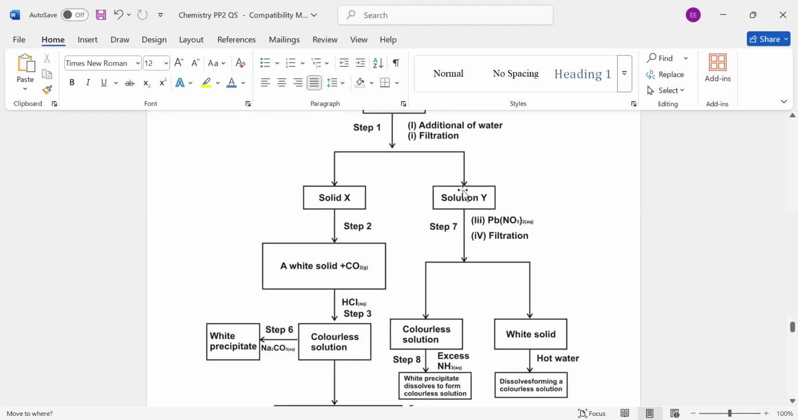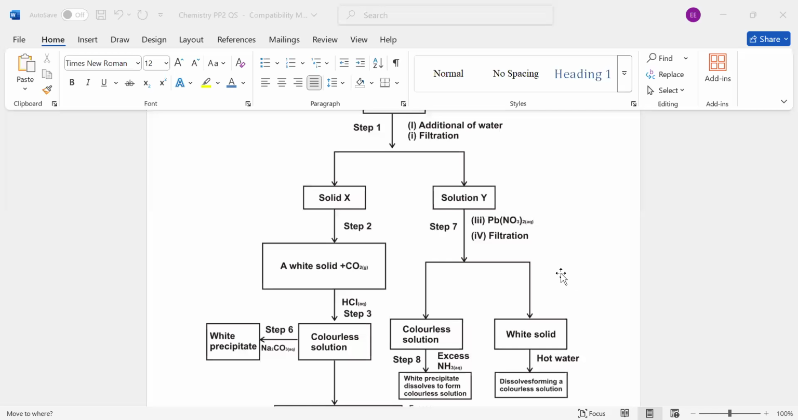We need to know which ions are present in solution Y. Since we're having a filtration here, it simply means that there was something that was insoluble. My question is, which lead salts are insoluble? Ian, your hand is up. Ian is not answering the question. Have another one here. Chow.